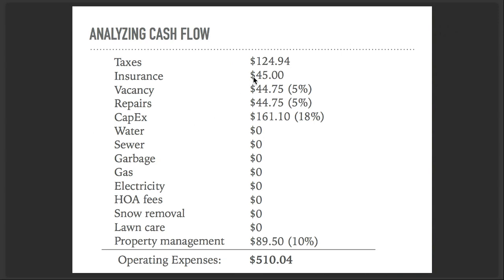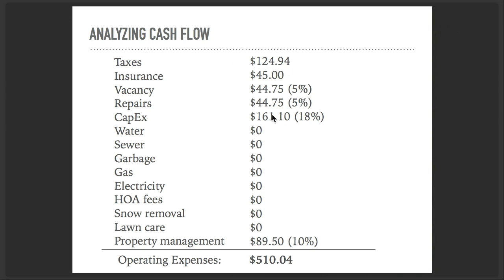I checked the taxes with the county assessor, and I found out it was $125 a month. Insurance, I found out was 40, I guessed 45 a month. Vacancy, I chose 5%. That's typically what I do in my area. Repairs, I chose 5%. Capital expenditures, I chose 18%. Now, that's a high percentage, but it's a low rent. So really what I was interested in was this number right here. Typically, on older houses, I like to choose between $100 and $200 a month in CapEx.